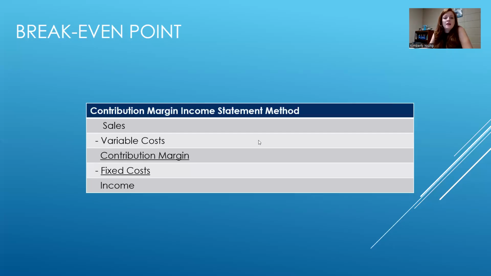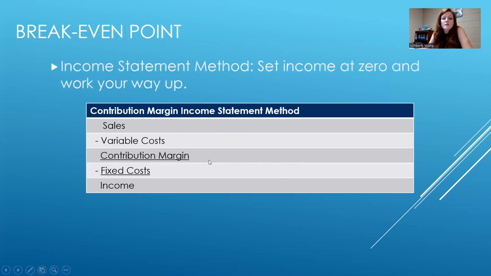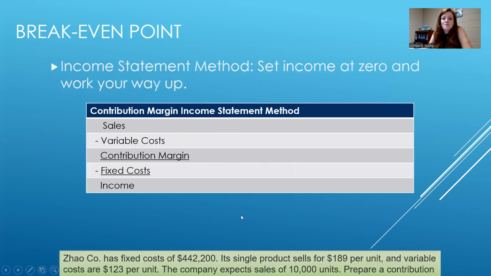Next is our break-even point within the contribution margin income statement method. So here we want to take our sales minus our variable costs. That gives us a contribution margin. Then we subtract out our total fixed costs, and that brings us to our income.